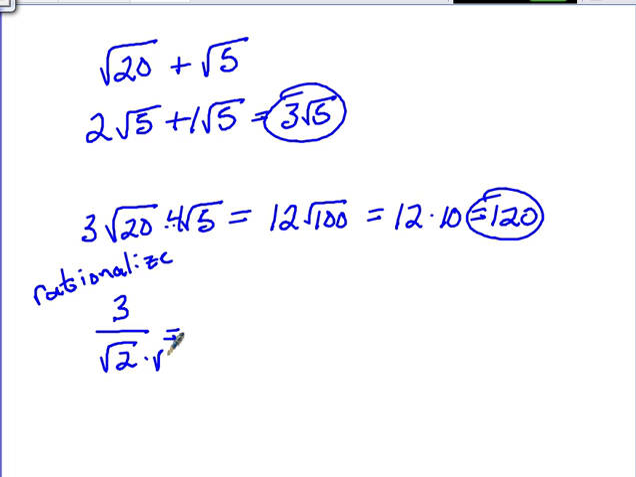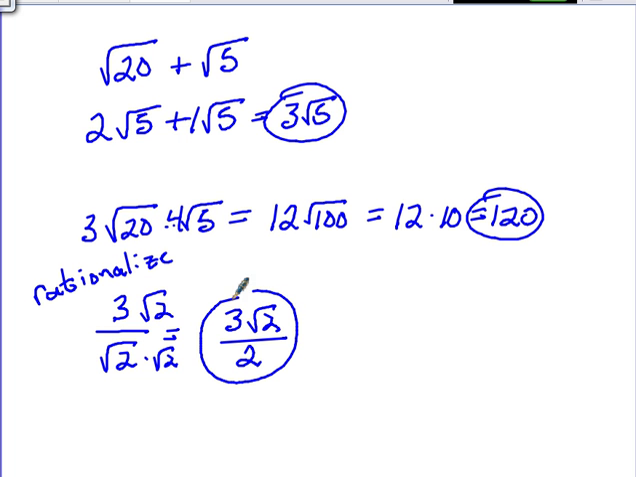Okay, I do root 2. On top, you now have 3 root 2. On the bottom, you have the square root of 2 times the square root of 2, which is 2. You would check next to see, okay, can these numbers be simplified? Since they cannot, you're done.